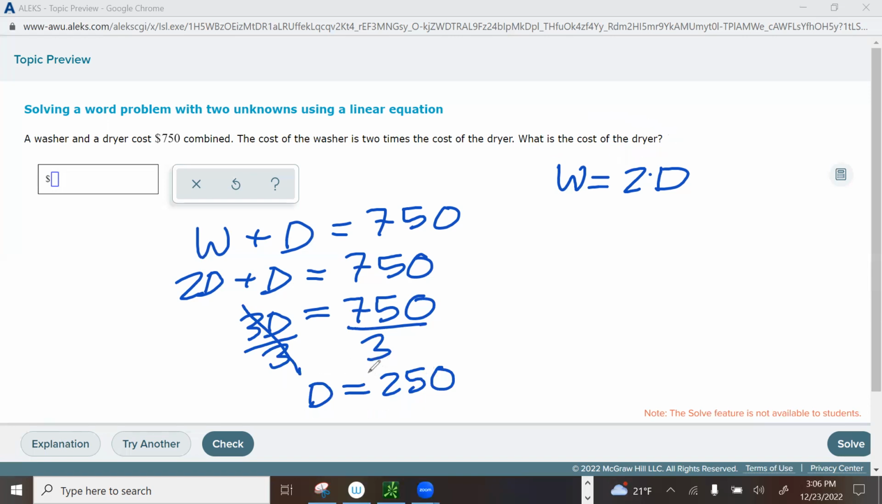And of course, numbers don't mean much without units, so I'll put in the dollar sign there. So $250 dryer, that means that the washer had to be $500, so it adds up to 750. Washers do tend to cost more. There's usually more moving parts and stuff. But anyway, that would be how you do it. And this would be a really good one to practice, and things like it.